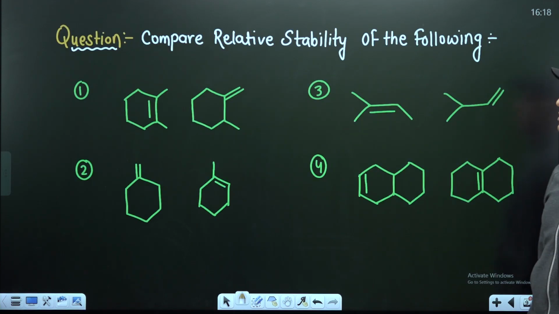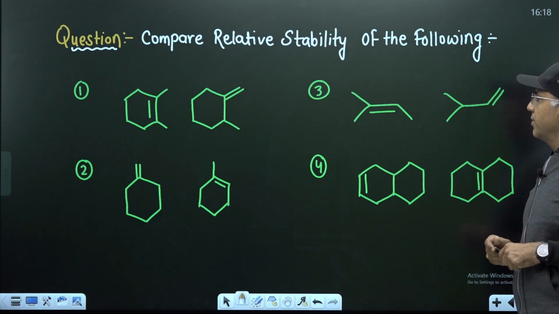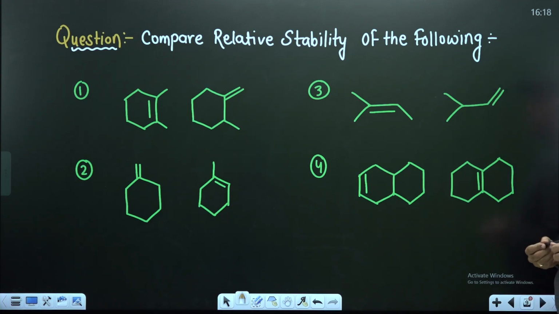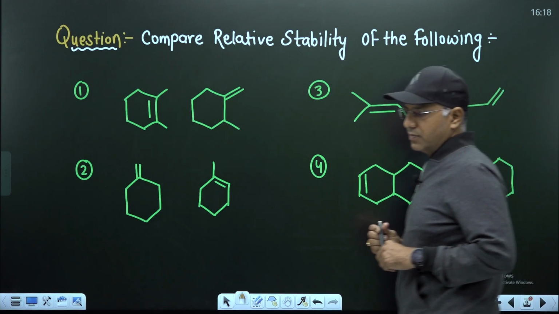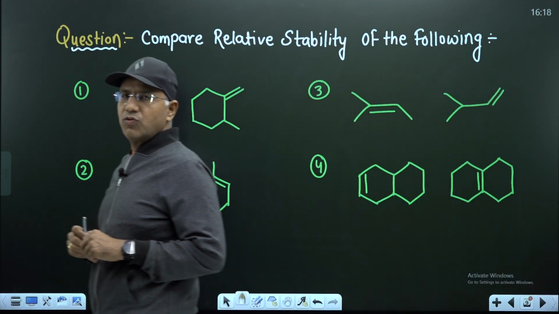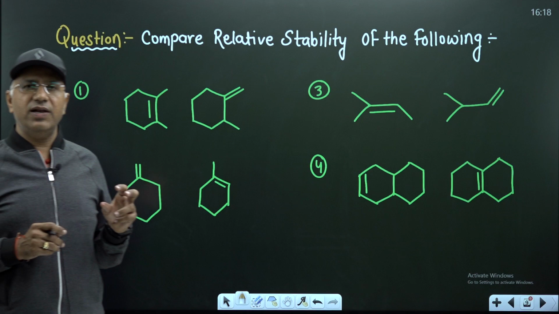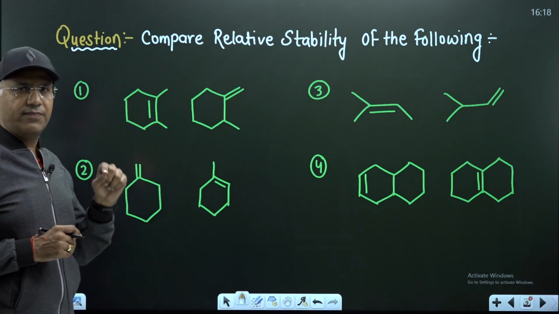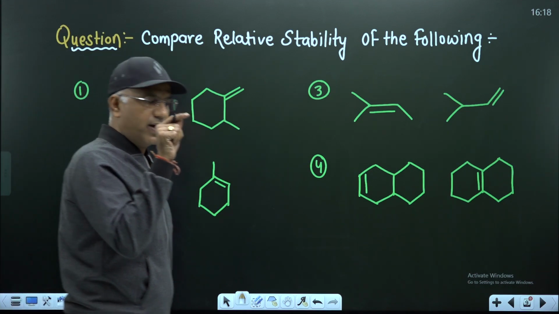Now try this. You have to compare the relative stability of the following. Pause the video and try all these 4 examples. Which one is more stable? You have to count the number of alpha hydrogens as well as mark the alpha carbon. Just circle the functional group and mark the alpha carbon.